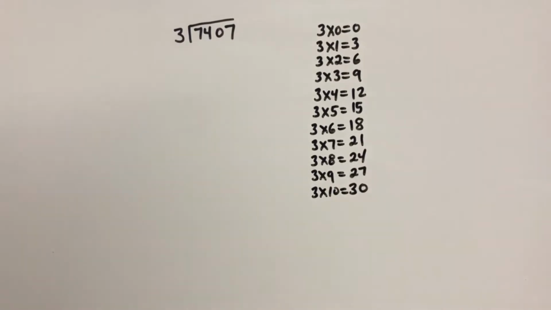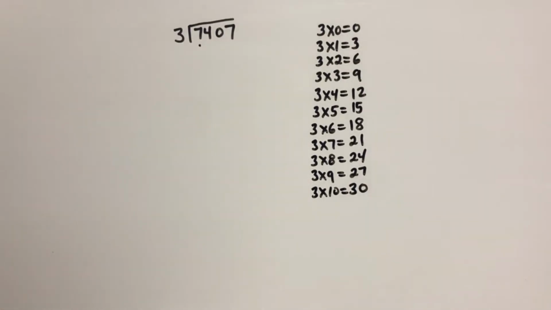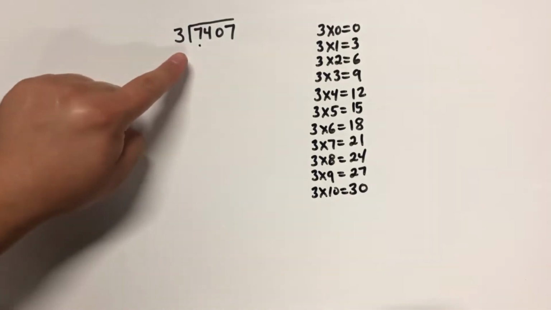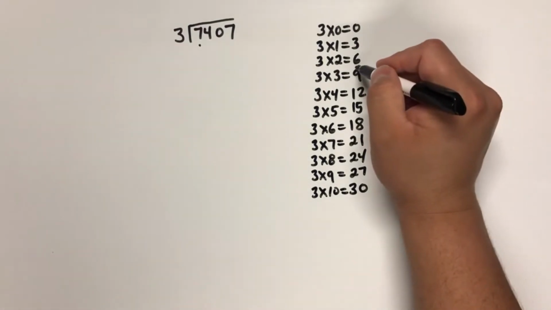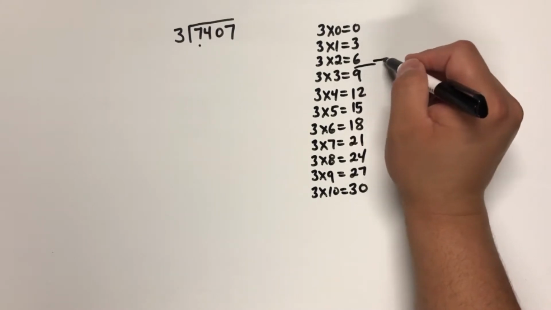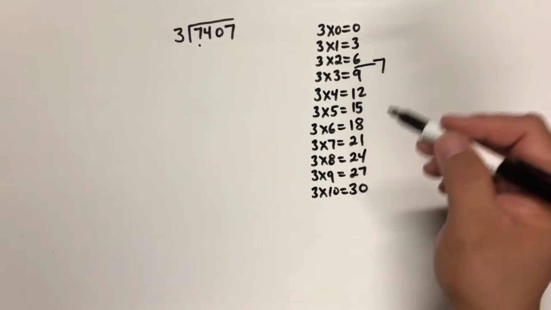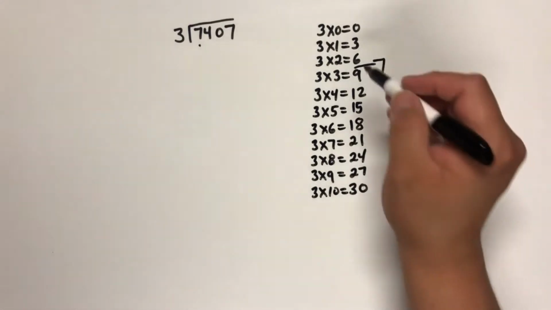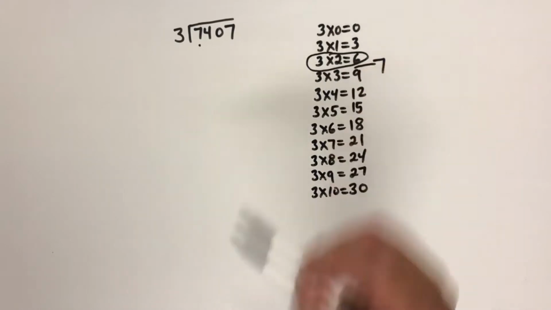Okay, once I do that, I look at the first number inside the division house. And the number is the number 7. And I squeeze the number 7 in between two numbers in the multiplication table. I can see that the number 7 is in between the 6 and the 9, right there. And between the 6 and the 9, the smallest one is the number 6. So I choose the expression 3 times 2 equals 6. I choose that expression right there.